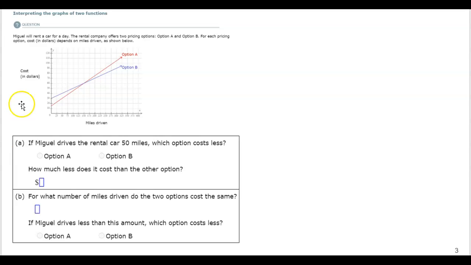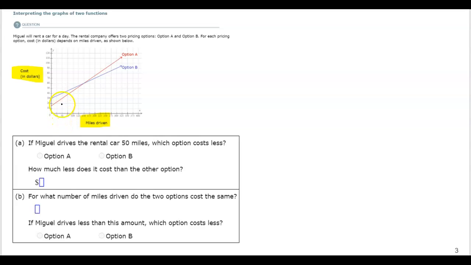Miguel is renting a car for the day. They're offering 2 options, A and B, and the price depends on how many miles are driven. So we see that our input is miles driven, our output is cost. Question A, if Miguel drives the car 50 miles, which option costs less?